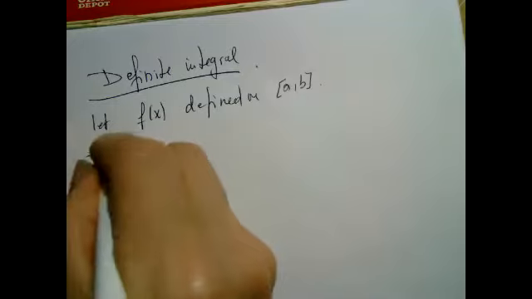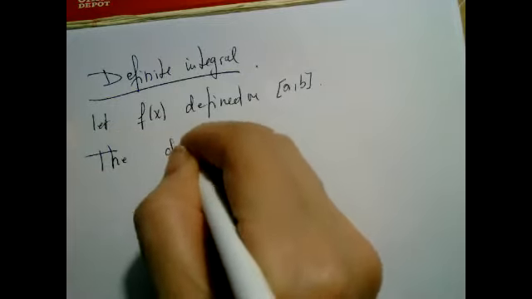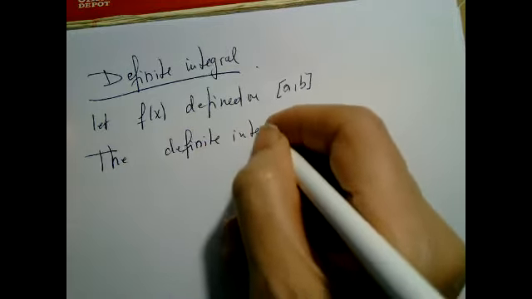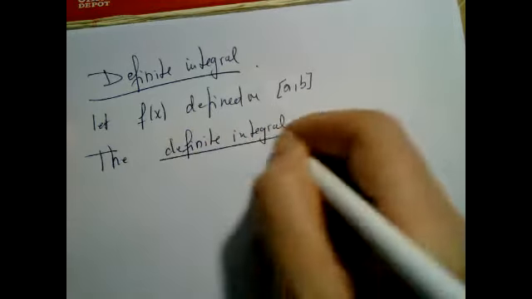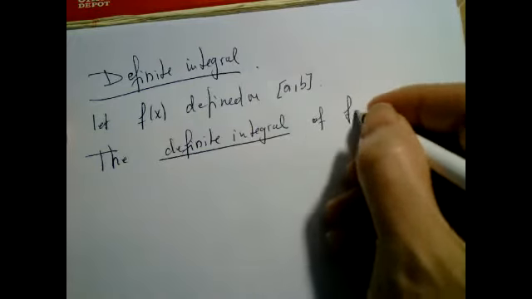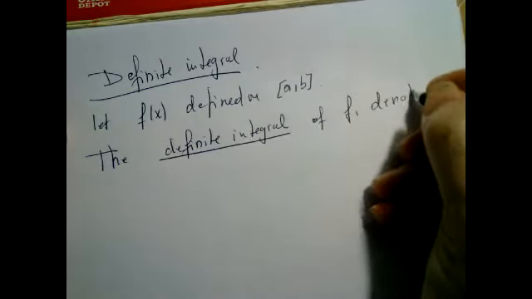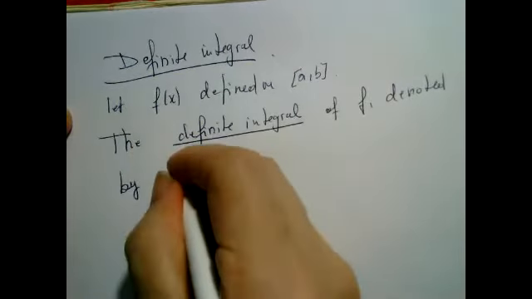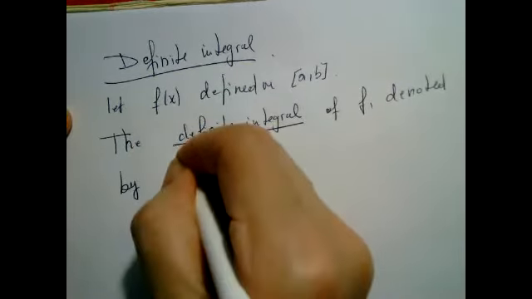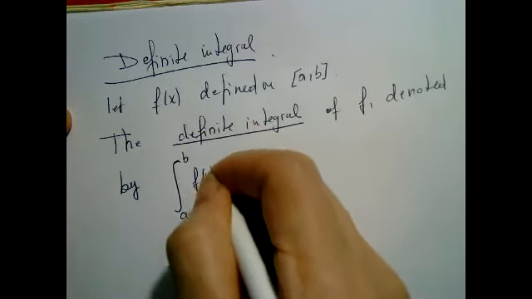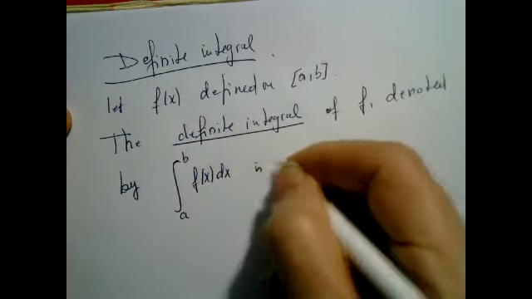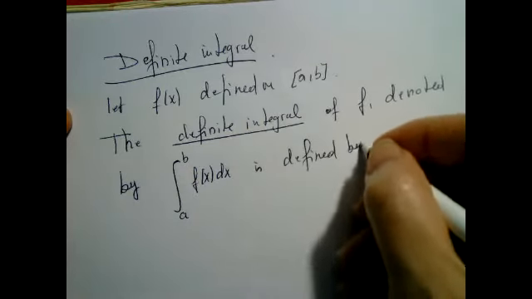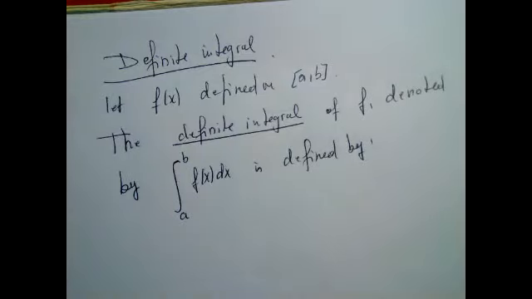Then the definite integral of f, denoted by, that's the notation. Most of us, of course, know the notation. From a to b, f of x dx, that's the notation, is defined by... So that's the definition. That's what the definite integral means.